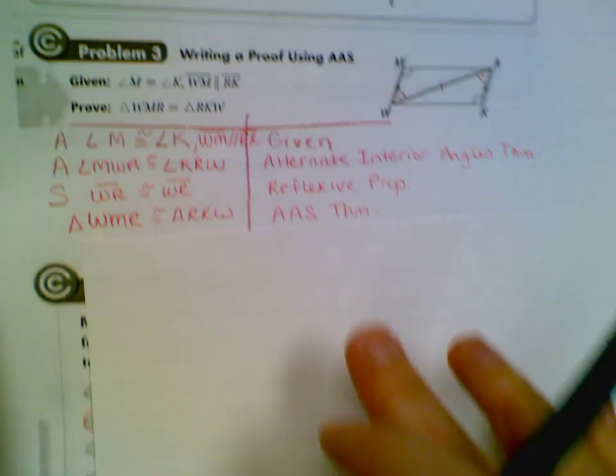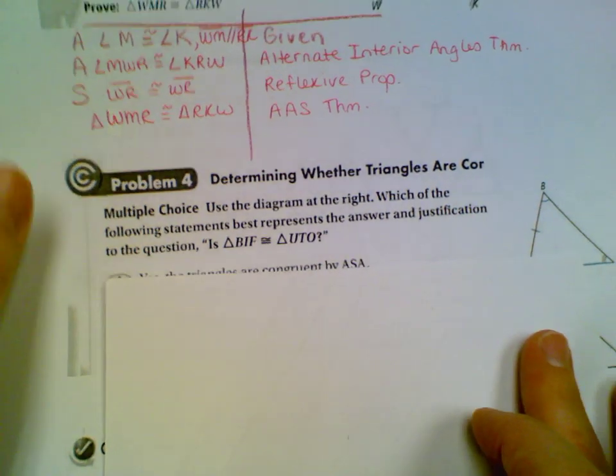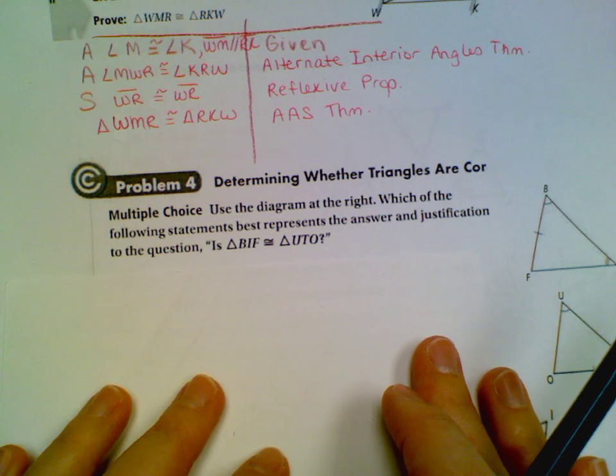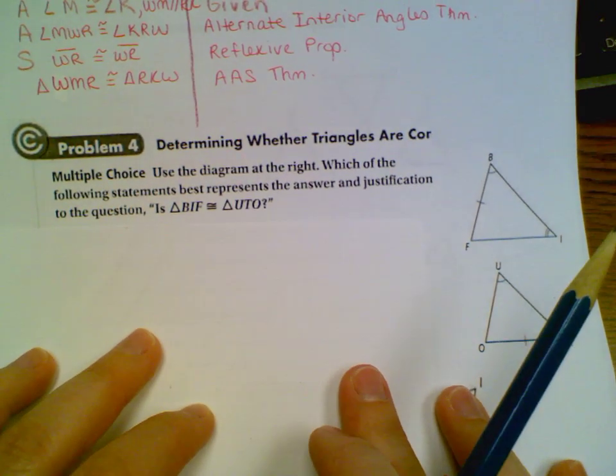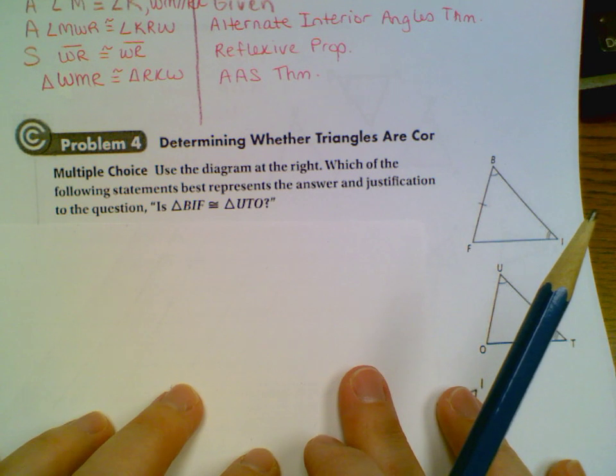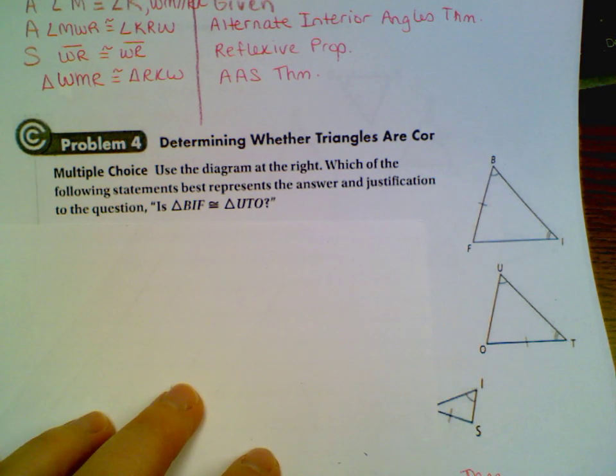Okay, a couple more examples here. This one is asking to determine if I know these triangles are congruent. So I'm using the diagram at the right, and it says which of the following statements best represents the answer and justifies the question: are those two triangles congruent?